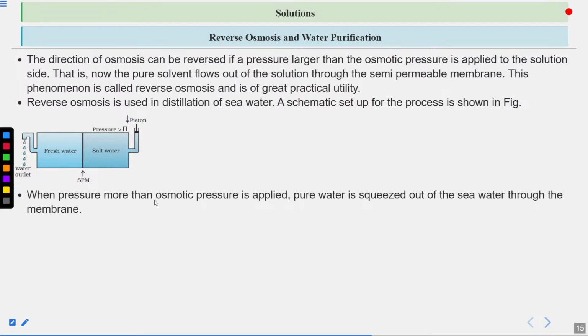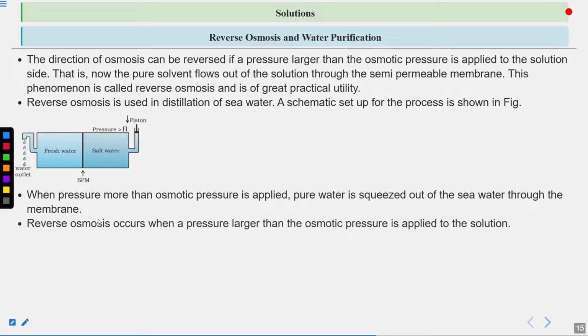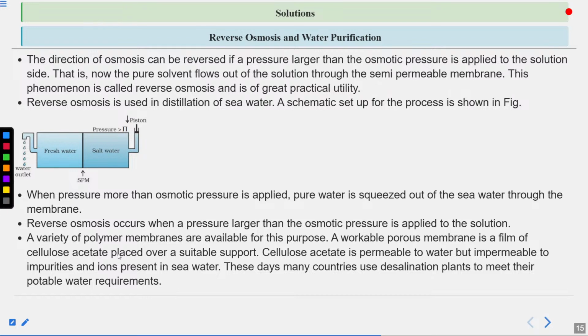Now, as a result of this, the pure water is squeezed out of the sea water and we get a pure solution. Reverse osmosis can only occur when we apply a pressure which is larger than the osmotic pressure. Then only we will see the reverse osmosis. So if you apply a pressure greater than pi. A very well working SPM, or the semi permeable membrane, is cellulose acetate. So it is used in the purification of water.